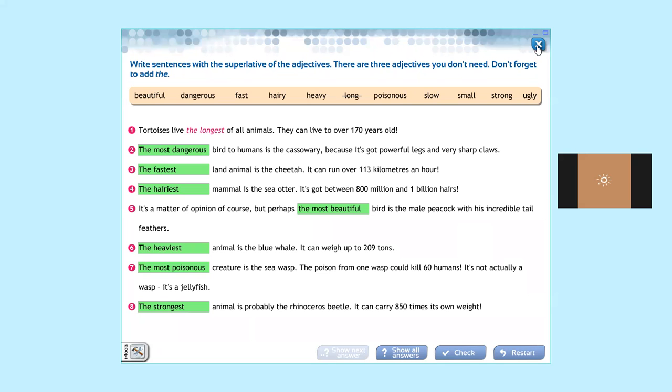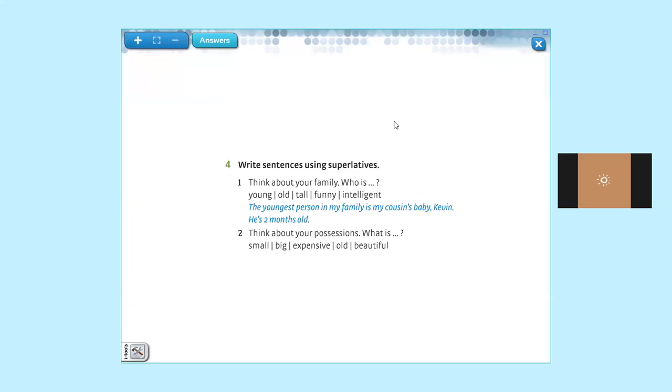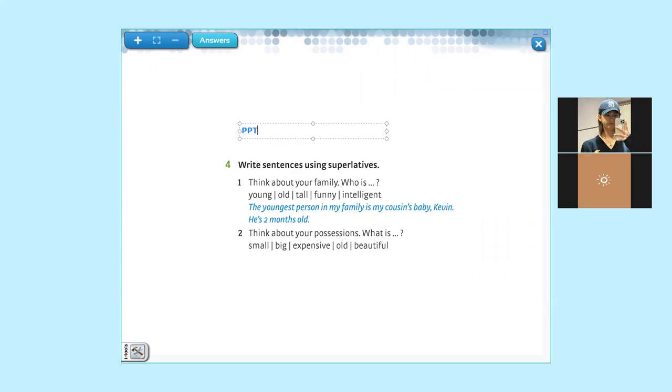Okay. Well, you have here those forms that you have been working on. And obviously, we are going to work on the next part of the activity. Write sentences using superlatives. Okay. Diana Maldonado, read please. Number 4, please. Think about your family who is young, old, tall, funny, intelligent. The youngest person in my family is my cousin baby Kevin, he's 2 months old.